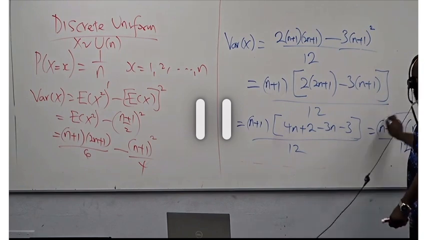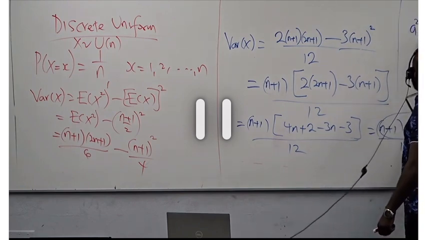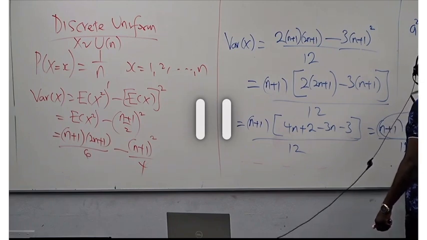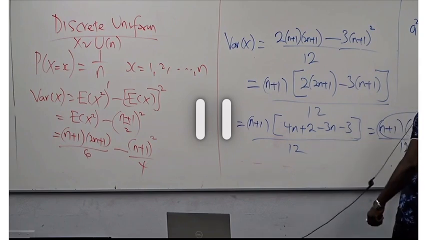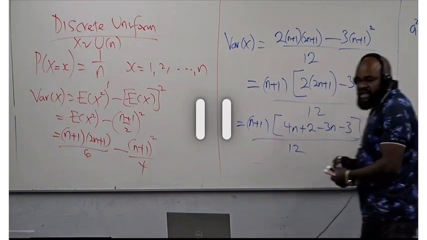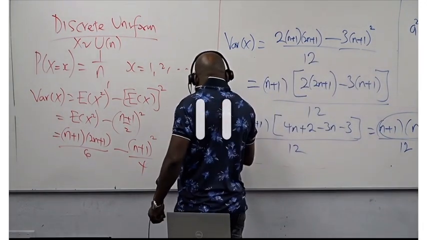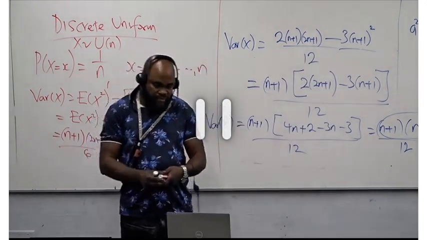If you take a look at this, remember in maths, a squared minus b squared is a minus b times a plus b, right? So this, I can write as n squared minus 1, divided by 12. And that is how we prove the variance of S to be equal to that for discrete uniform.